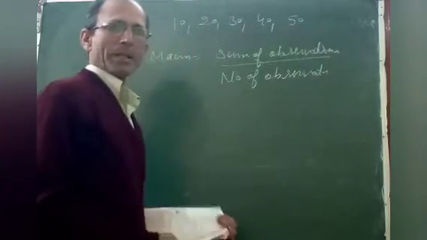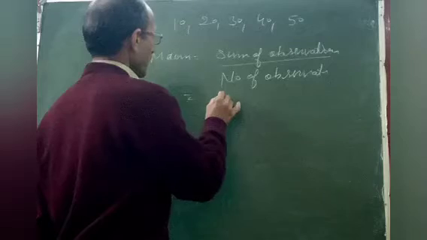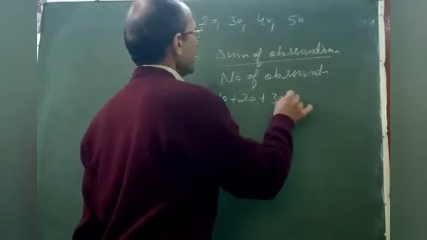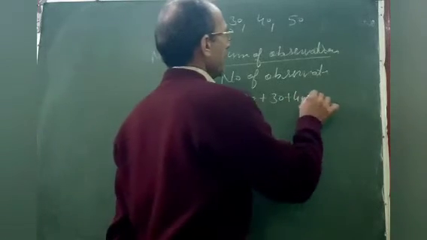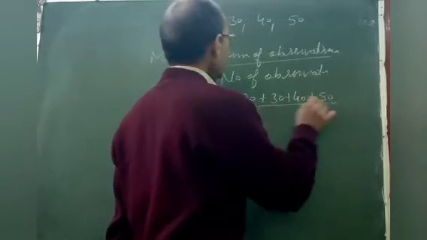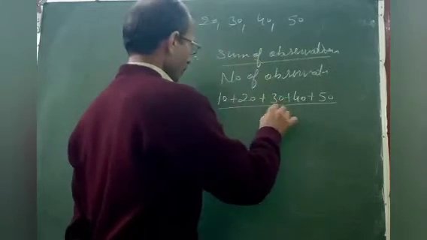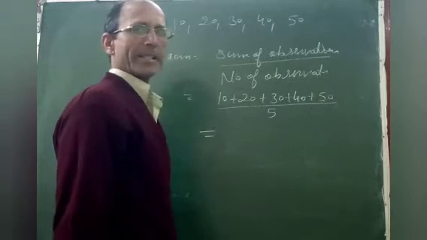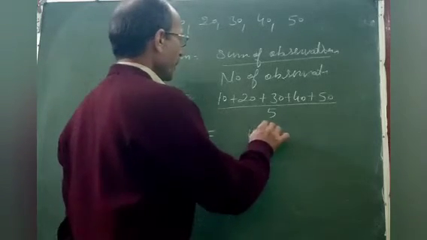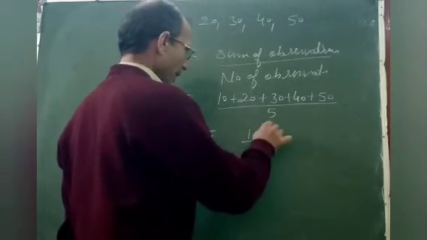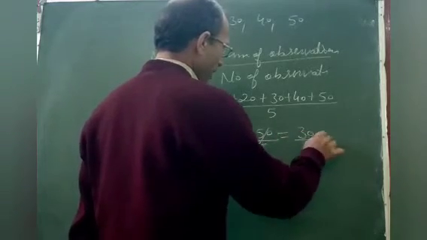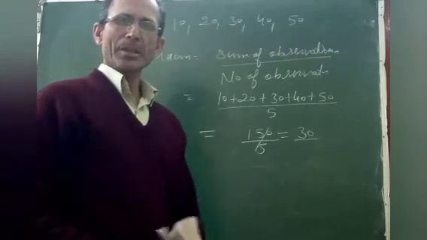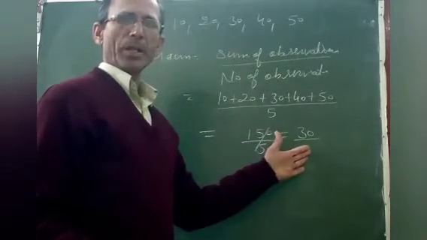Sum of observations divided by the number of observations. So 10 plus 20 plus 30 plus 40 plus 50 divided by, how many are there? 5 are there. So divide by 5. The sum is 150, divided by 5, so the mean is 30. Understood? Sum of observations by number of observations.